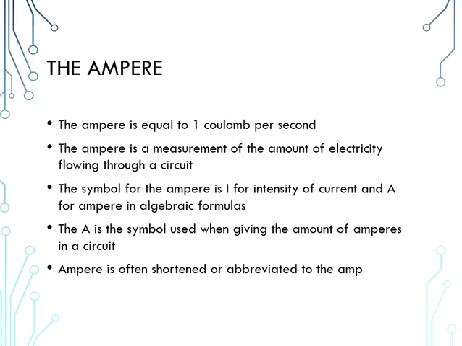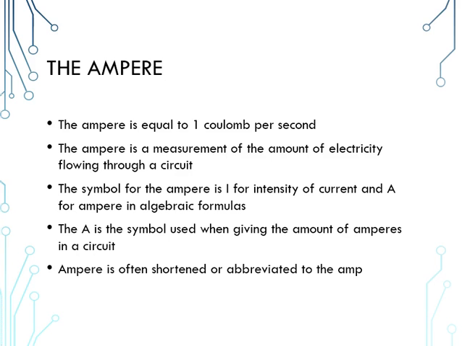The next term that we're going to talk about is the ampere. Now the ampere is the part that moves. That is our current flow. That's our free electrons moving. And the ampere is equal to 1 Coulomb per second, and it is the measurement of the amount of electricity or the current flowing through a circuit.